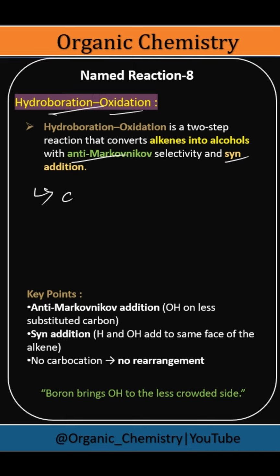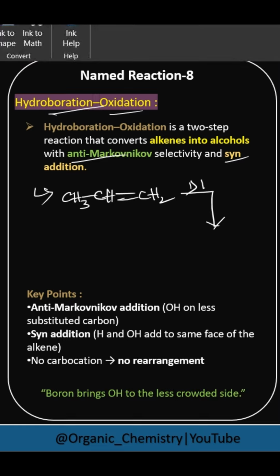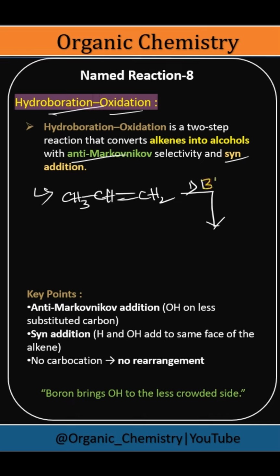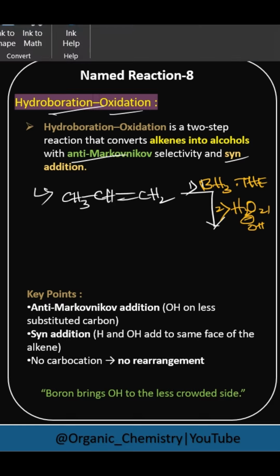Let's take propene, CH3CH=CH2. Alright, and the reagent that we will use here is BH3 THF in the presence of H2O2, OH negative. This is the reagent for this hydroboration oxidation, and here we'll get the product as this.